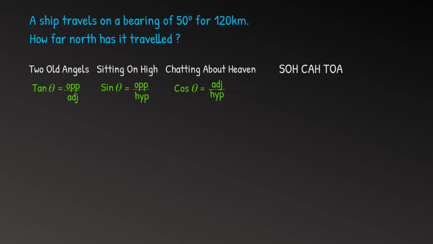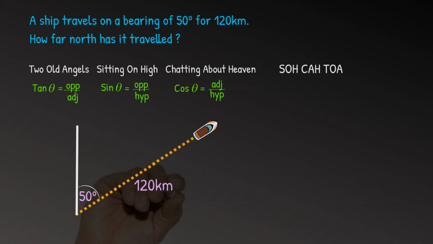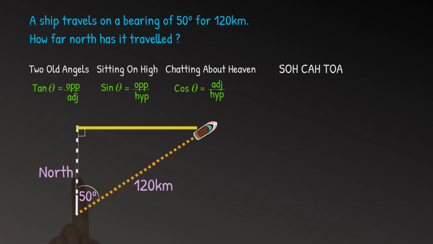Now in the second question, we have a ship travelling on a bearing of 50 degrees and it travels for 120 kilometres. We have to find out how far north it has travelled. Now again, if we draw a diagram to understand the question better, we can see we have a triangle. But this time we need to find this side, which is directly north, and that's the adjacent side to the 50-degree angle. So this time we're going to use the cosine function.